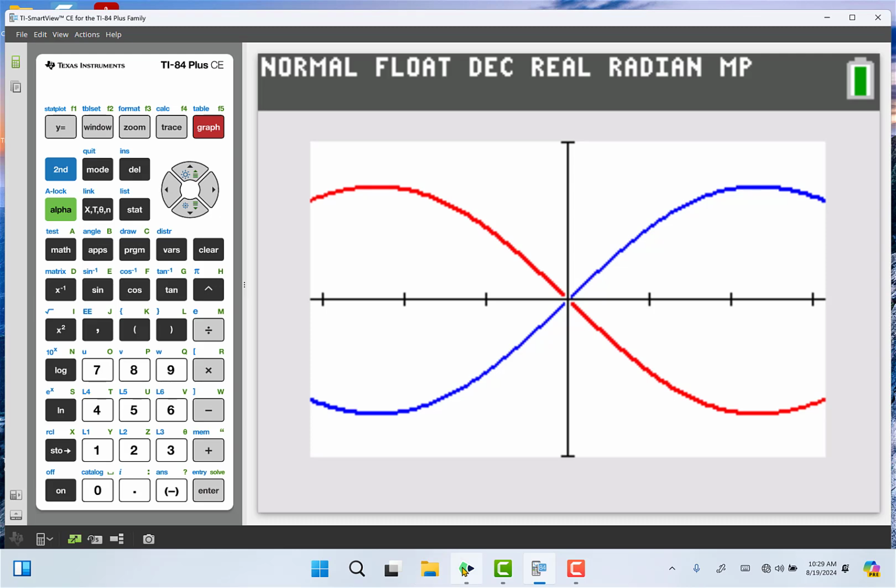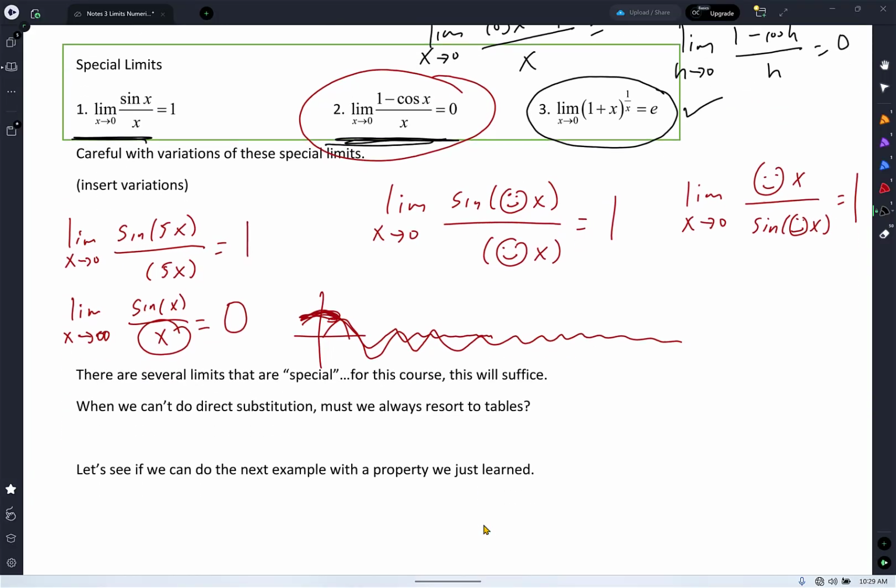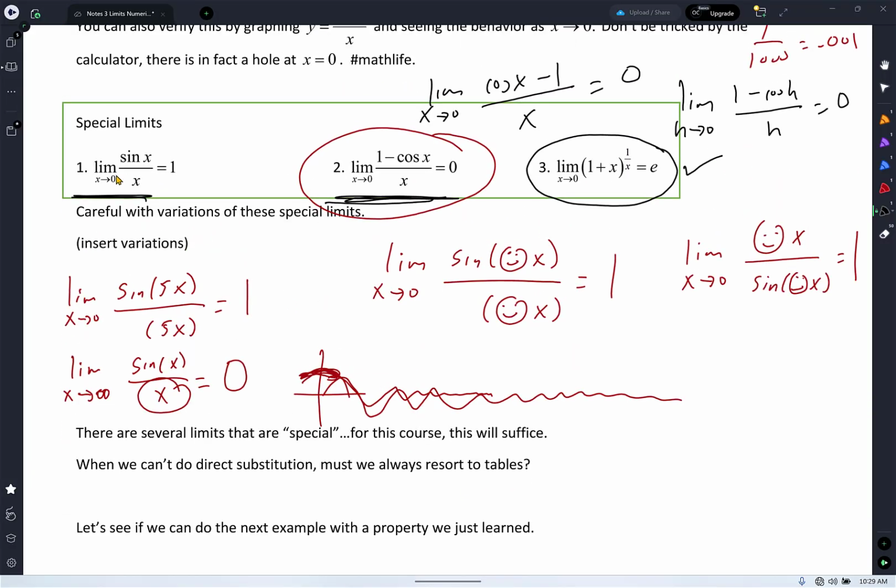Okay. All right. So now we know, here we go, guys. Now we know the limit as x approaches 0 of sine x over x is 1, and the limit of 1 minus cosine x over x is 0. And as long as x approaches what? 0. X has to approach 0 for those.